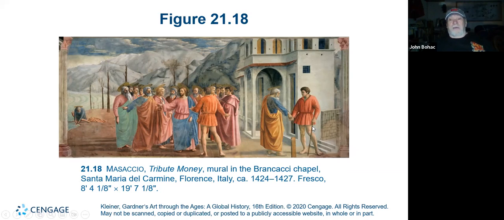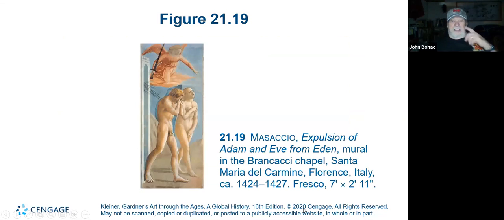So when you're reading graphic novels and you want to know how this all came about, that you would tell a story frame by frame by frame, you're looking at it. This is the granddaddy, grandmother of them all. And so Masaccio, expulsion of Adam and Eve from Eden. There they are, nude again.